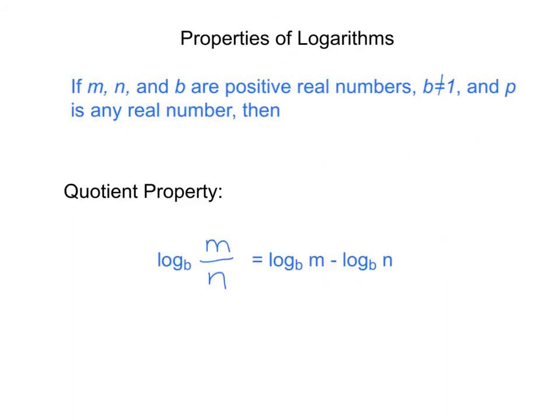So let's take a look at the quotient property. And again, think about your exponents. If you are dividing like bases, you subtract the exponents. And a logarithm is just an exponent. So when we have the same base, we can say log base b of any two numbers divided is the same as log base b of the numerator minus log base b of the denominator.